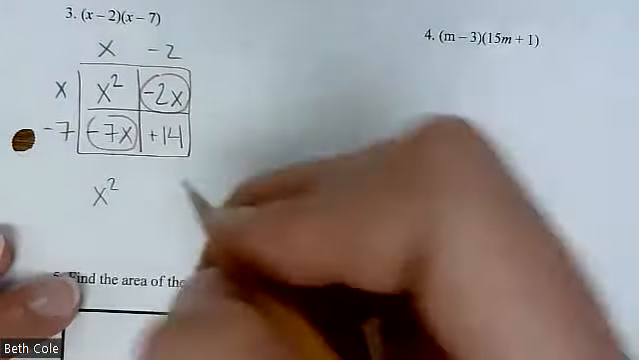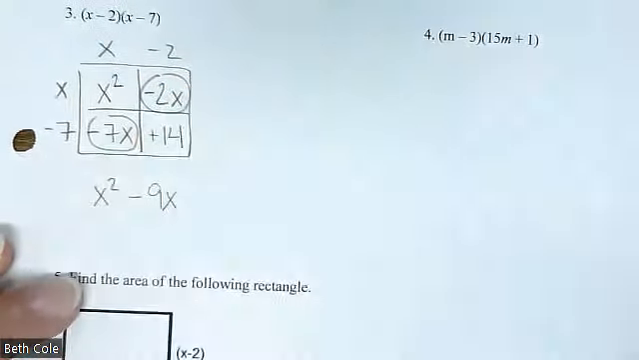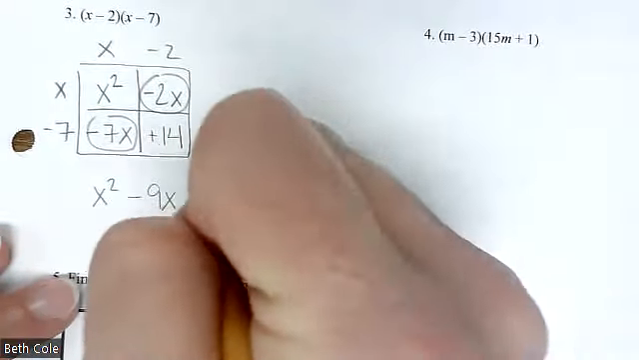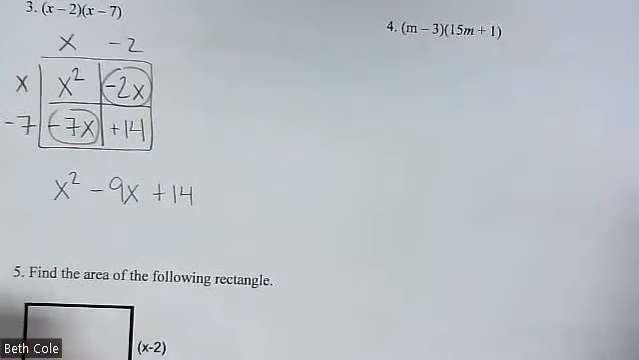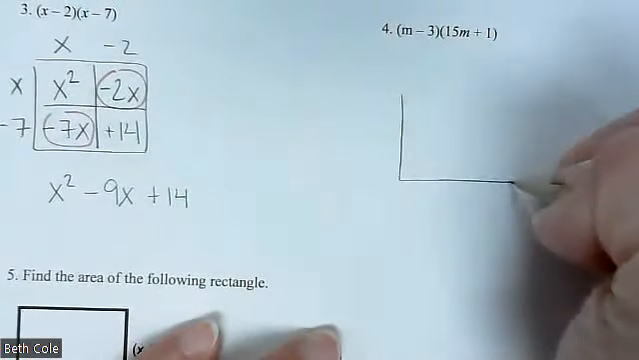Negative 2x and negative 7x is negative 9x, and then plus 14. We'll do one more together, and then you're going to try one on your own. All right, so draw a box.